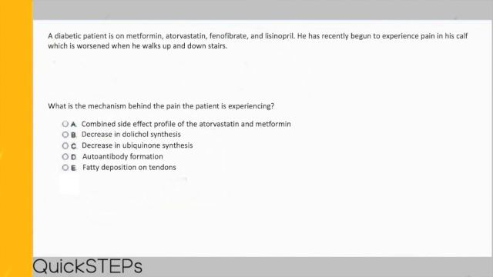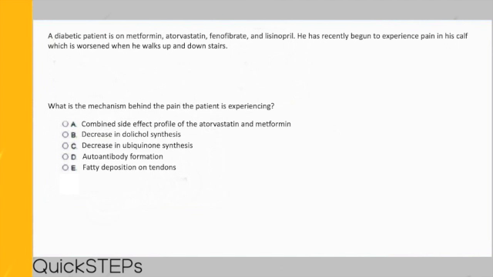A. It's a combined side effect profile of the atorvastatin and metformin. B. It's caused by a decrease in dialysate synthesis. C. It's caused by a decrease in ubiquinone synthesis. D. Autoimmune antibody formation. E. It's caused by fatty deposition on tendons.